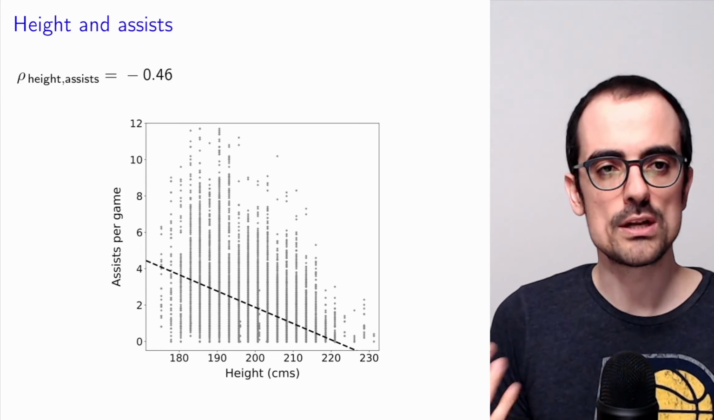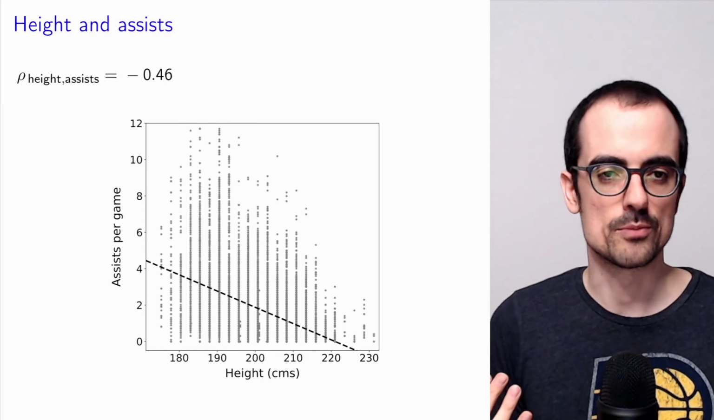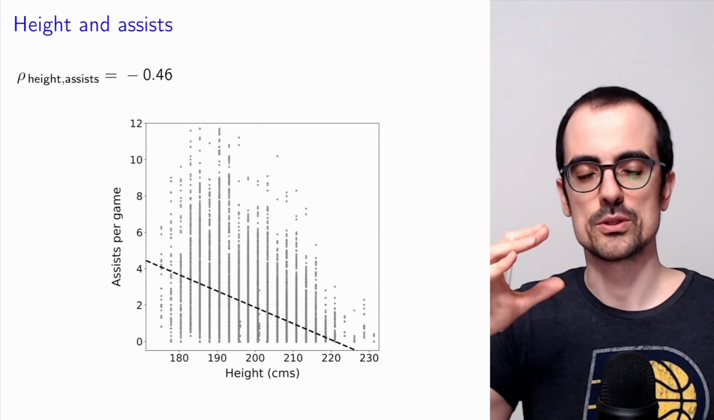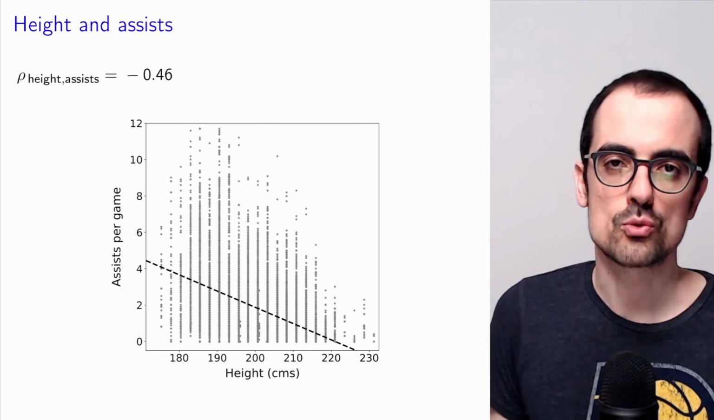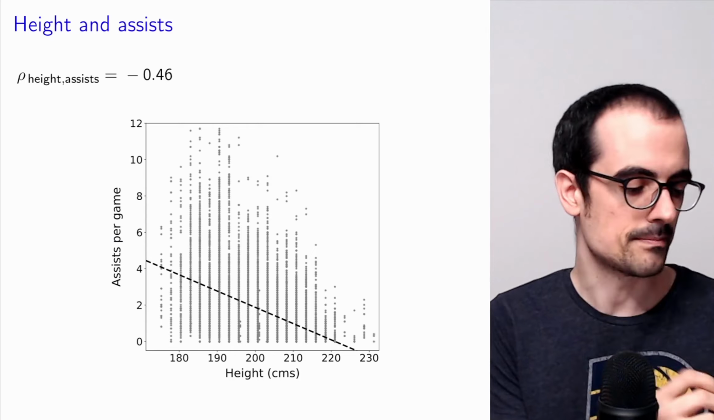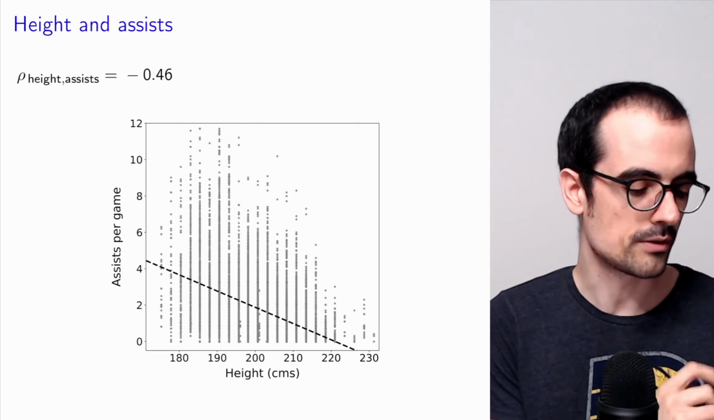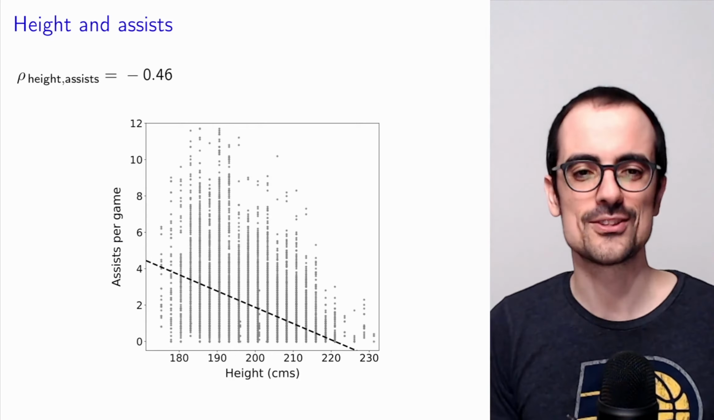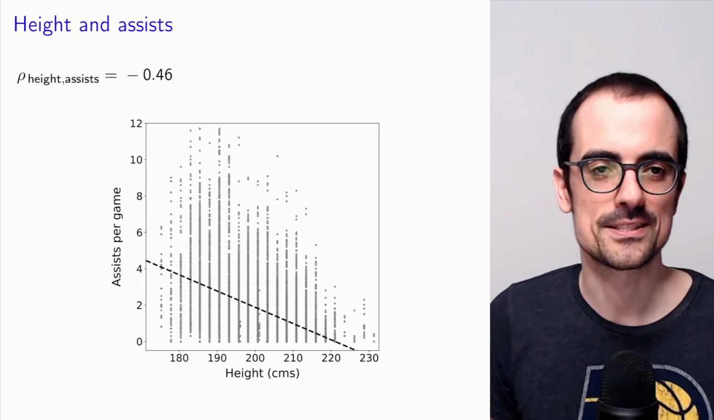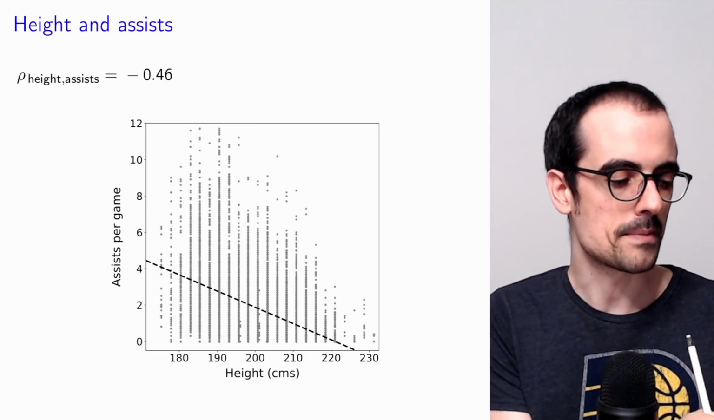The correlation coefficient between height and assists is equal to minus 0.46. When we construct the affine estimator corresponding to that value of the correlation coefficient, we see this line going down. That's the best linear estimate of assists given the height of a player.